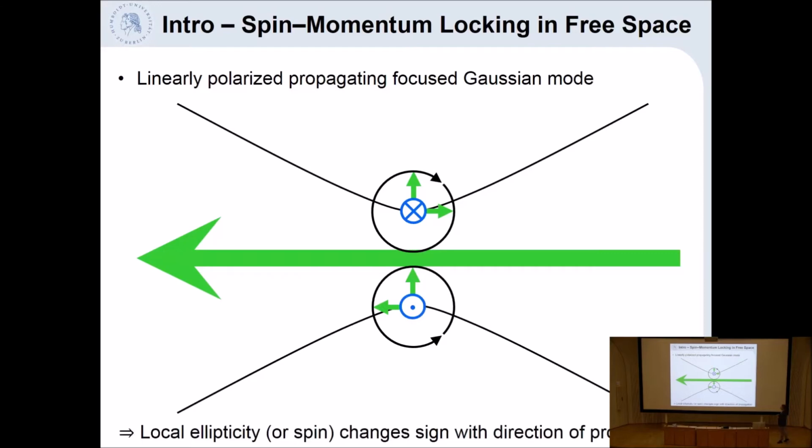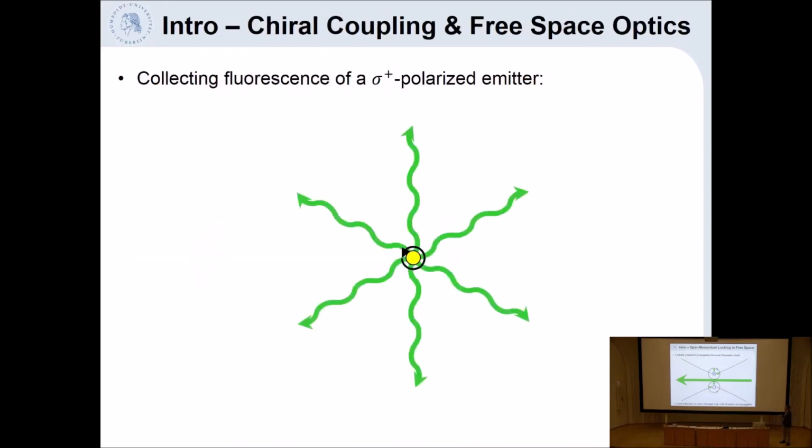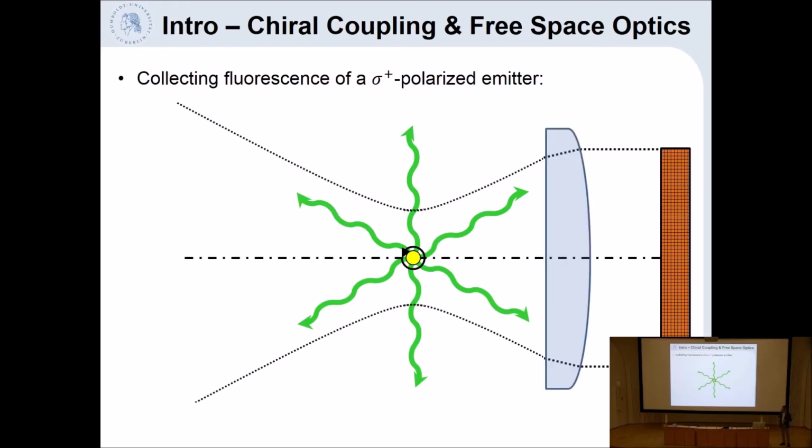And now the question is, how does that affect the interaction of such a light field with an emitter? And the answer is yes. And to just get a glance of the underlying effects, let me just consider the situation where we are collecting the fluorescence of a circularly polarized emitter, where the electric field now spins in the plane of the screen, okay? If I want to collect this, then what I could do is just place a lens and a photodiode, okay?